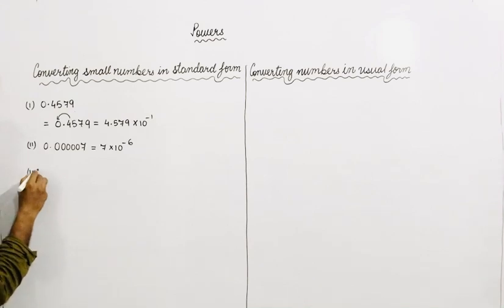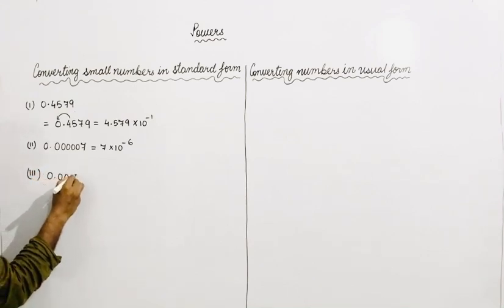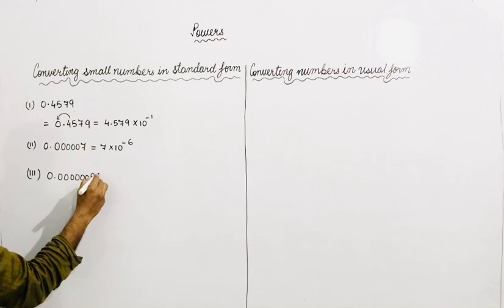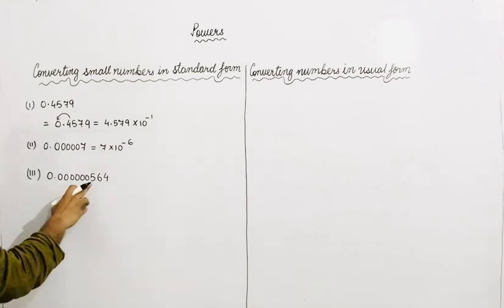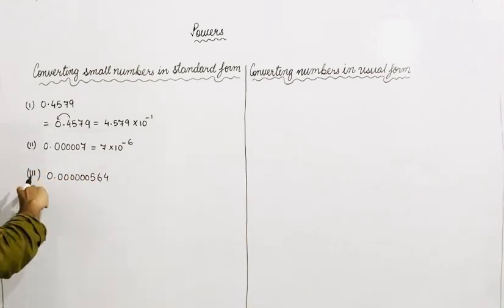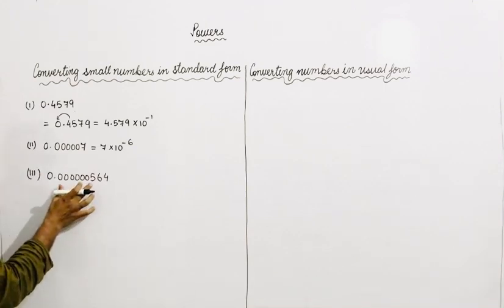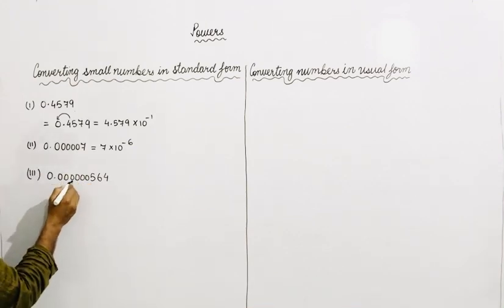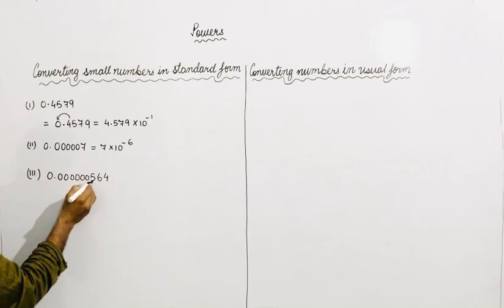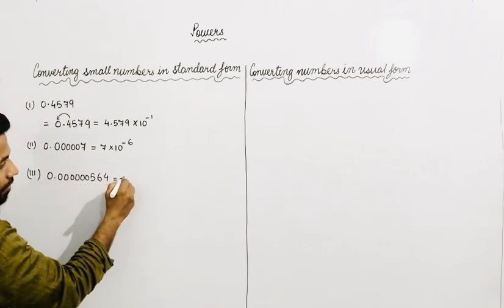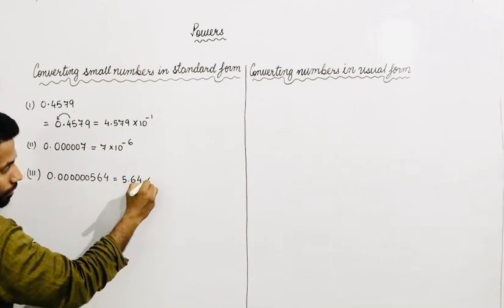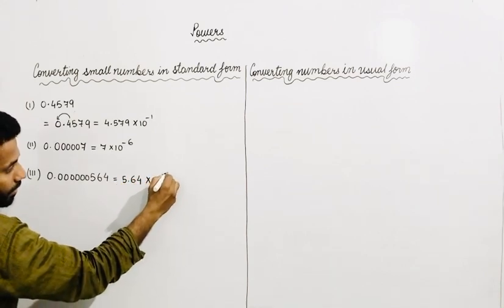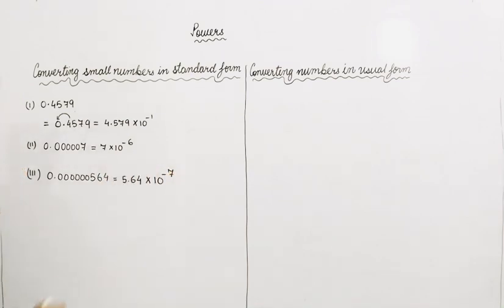Third, 0.000000564. Now you have to convert it into standard form. The method is you have to bring this 5 before the decimal. So how many places are there till 5? 1, 2, 3, 4, 5, 6, 7. So you need to raise it to the power minus 7. So it becomes 5.64 into 10 to the power minus 7.